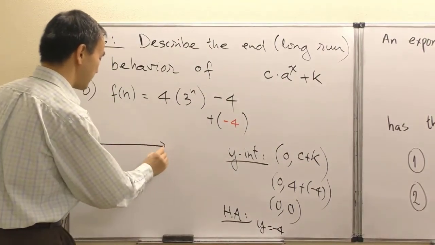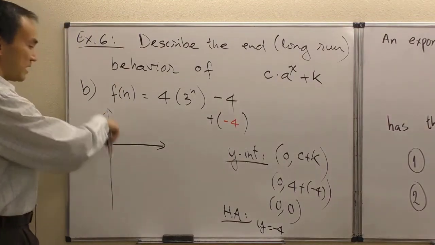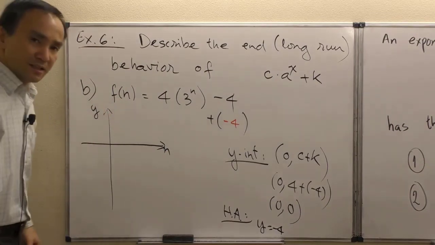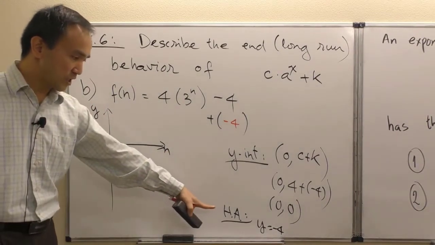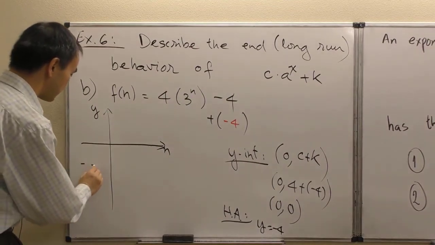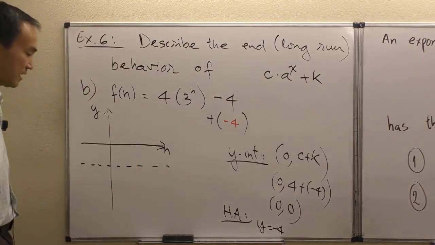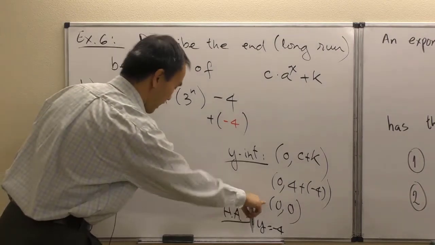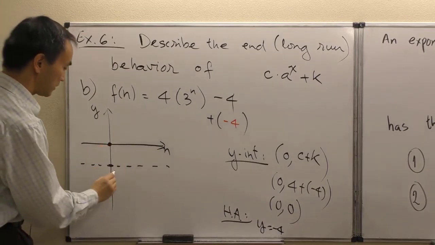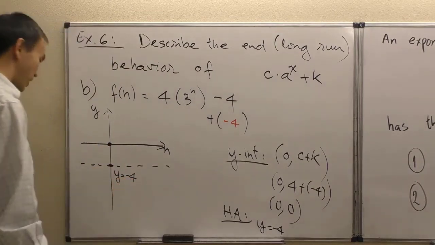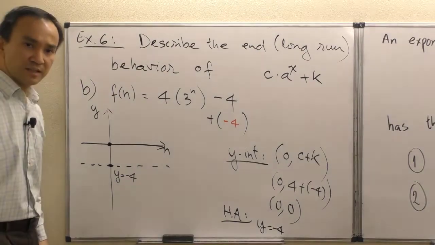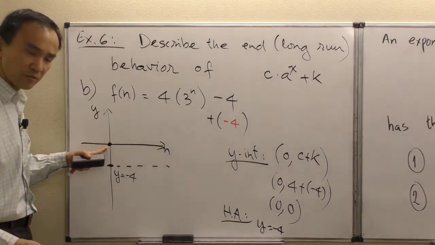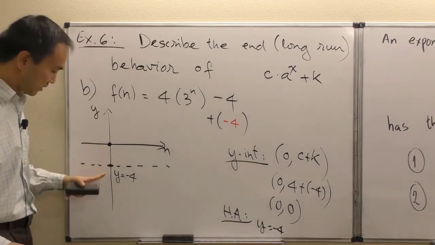Here's the graphing space. I don't think I need to draw the space above the x-axis, too spacious. This is the n-axis. This is the y-axis. All right. Our horizontal asymptote is at -4, right here somewhere, and then we have a y-intercept at this. And this is horizontal asymptote y is -4.